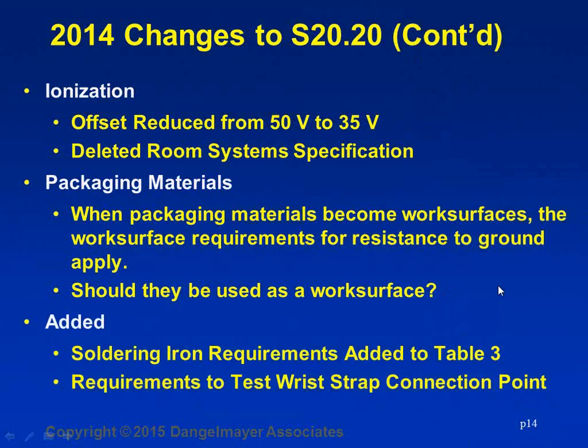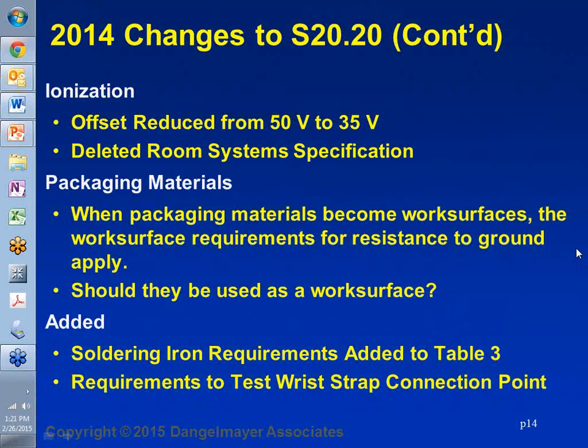There were a couple of things added to 2020. In Table 3, we added a section on soldering iron requirements. And something we noticed in doing witness audits is that many times people were qualifying a workstation. They would make sure the wrist strap worked, they'd make sure the tabletop was grounded, but nobody ever stuck an ohm meter between the wrist strap connection point and ground to make sure it was connected. So there's now a requirement in the table to do that.